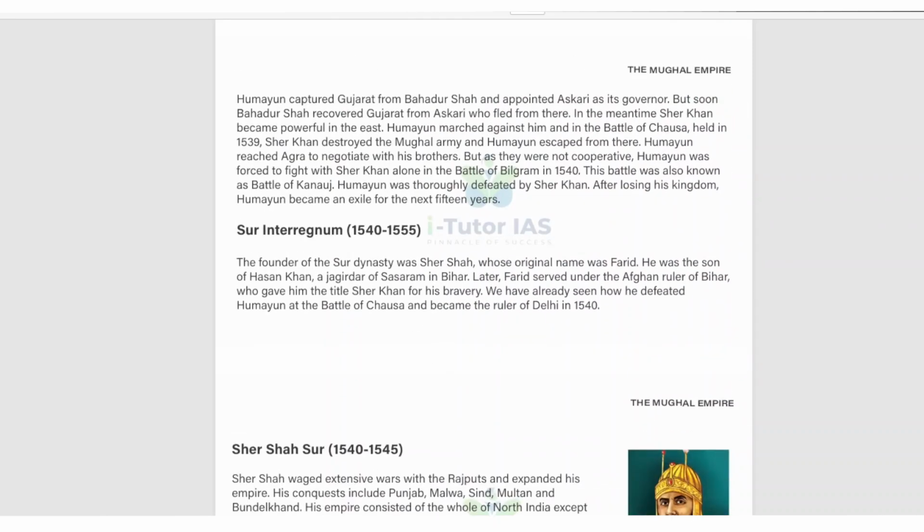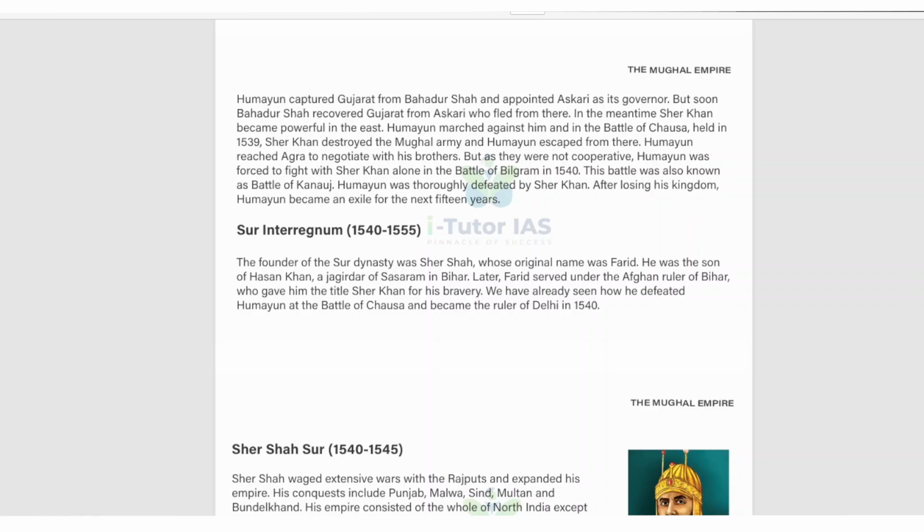Humayun captured Gujarat from Bahadur Shah and appointed Askari as its governor. But soon, Bahadur Shah recovered Gujarat from Askari, who fled from there. In the meantime, Sher Khan became powerful in the eastern side. Humayun marched against him in the Battle of Chausa, held in 1539, and Sher Khan destroyed the Mughal army, and Humayun escaped from there.